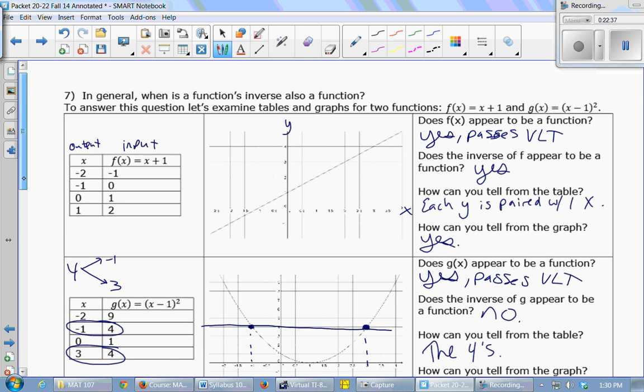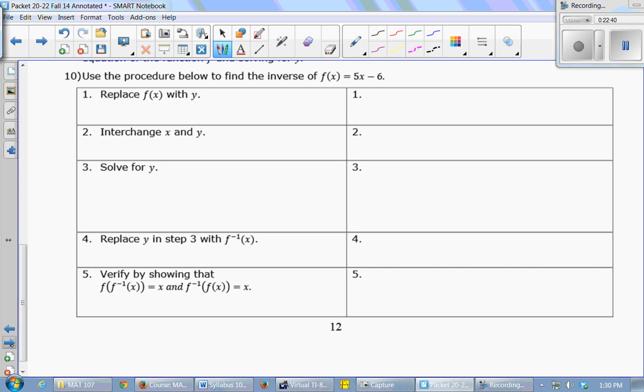But here, my first step in finding an inverse is replace f of x with a y. So I'm going to have y equals 5x minus 6. And my step 2 is interchange x and y. Make your y's x's and your x's y's. So this would be x equals 5y minus 6. Now, if y stood for years and x stood for xylophones, right, you wouldn't make this switch. This is only in the generic case, right? If x and y stand for something in context, you wouldn't make this switch.